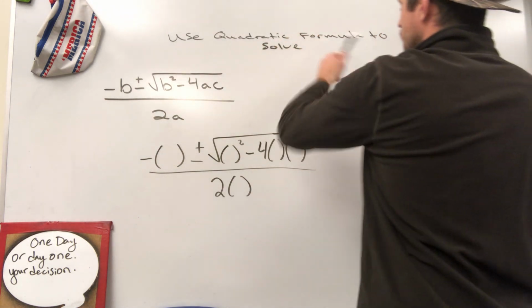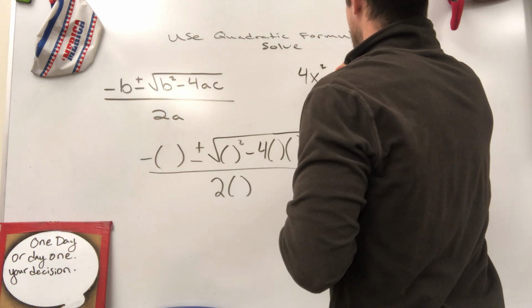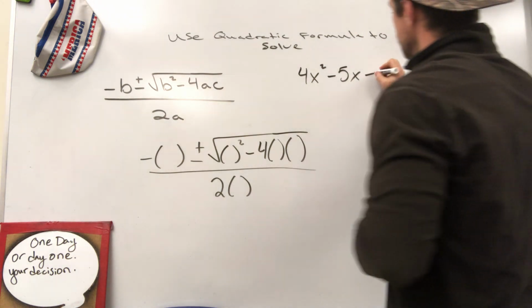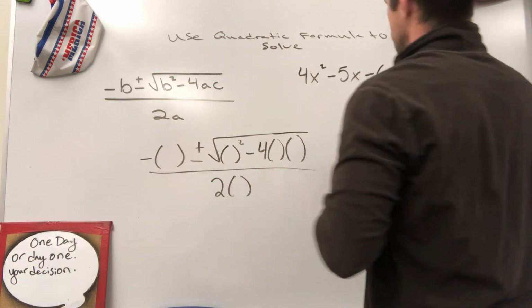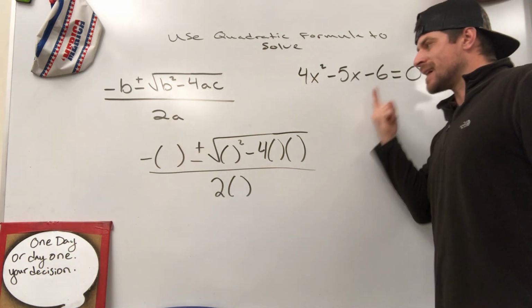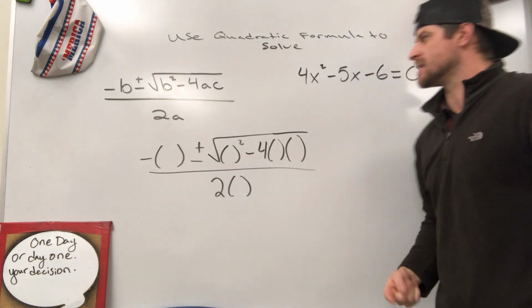Well, we need an equation. We need a quadratic equation. So let's go with 4x squared minus 5x minus 6 equals 0. We've got this quadratic set up equal to 0. And because of that, we're now able to plug this information into these empty parentheses.